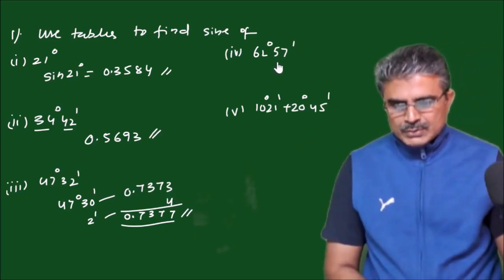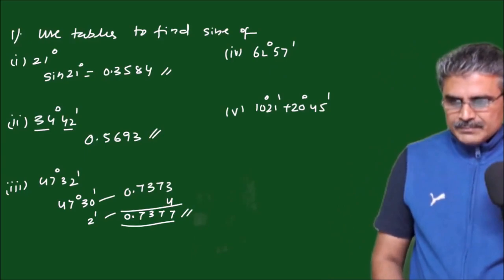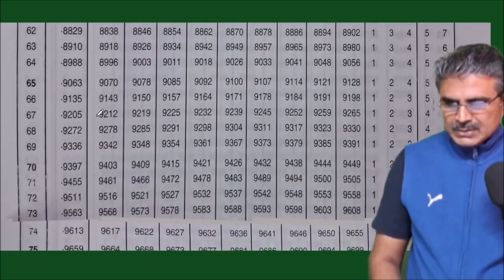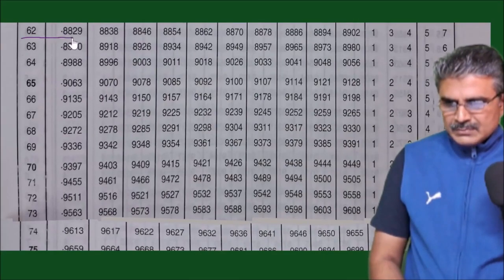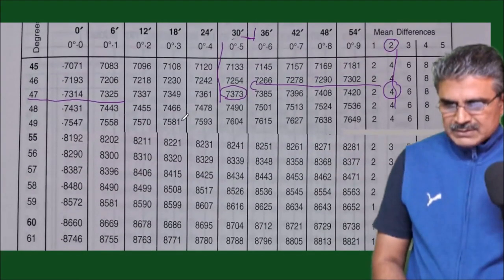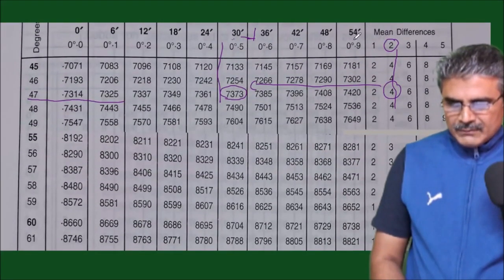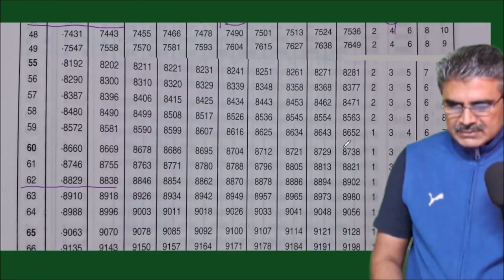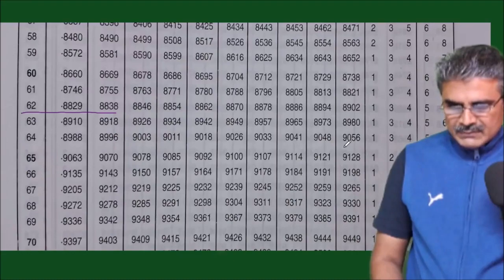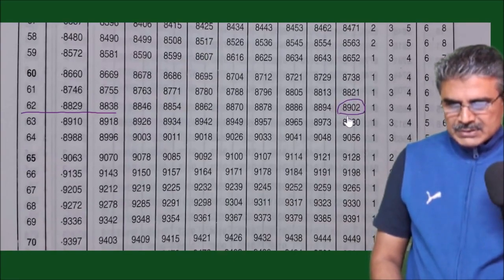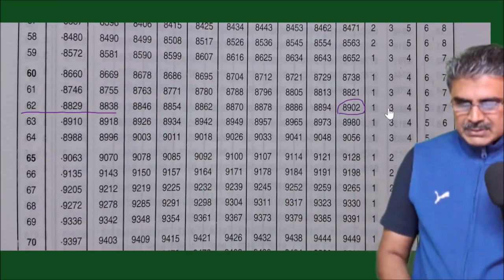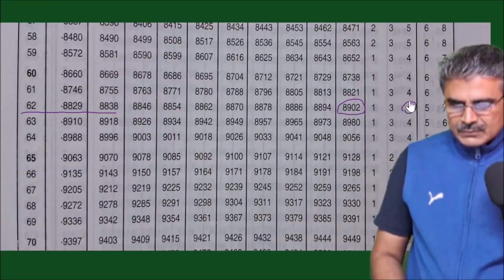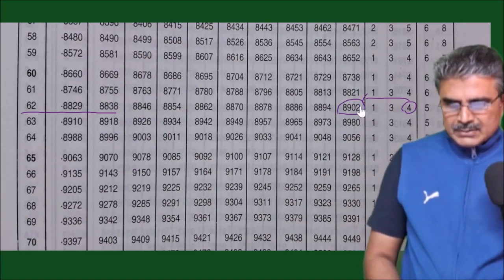Now come to this one, 62 degrees 57 minutes. Go to the table, 62 degrees. So here 62 degrees is this one. Under which minute do we need to check? 57 minutes. So 57, where do we get it? For 57, after 54 we have another 3 minutes. So for those 3 minutes you need to check for 3 in the mean difference also. 54 is the last one in this. So 62 under 57, this is the value of 62 degrees 54 minutes. For another 3 you have 4 there. So 4 is to be added to this one.